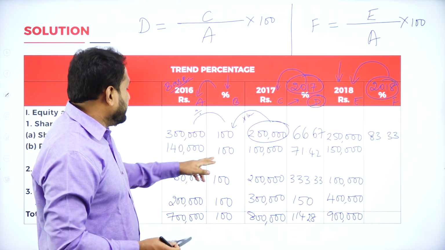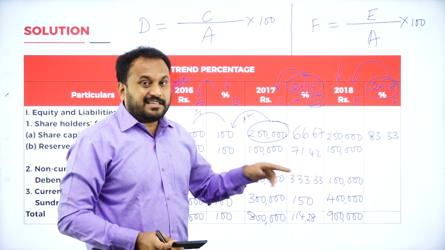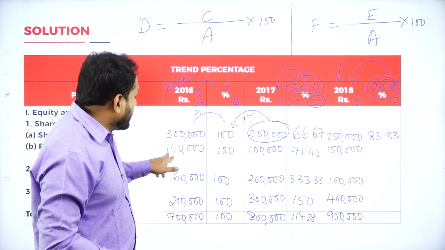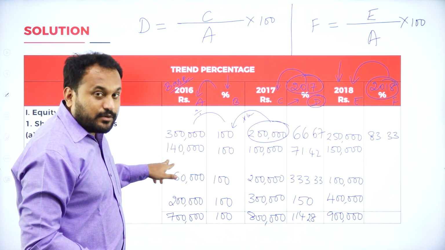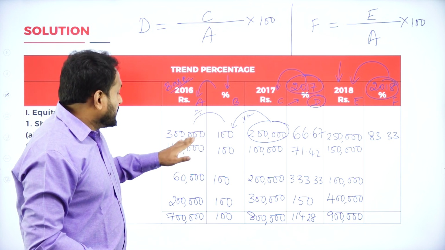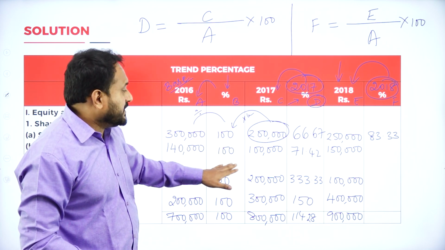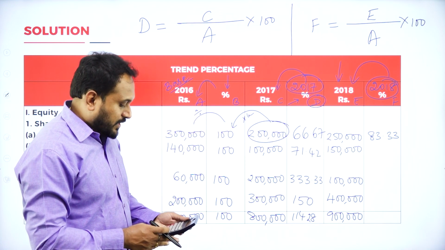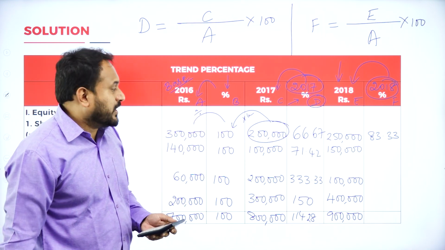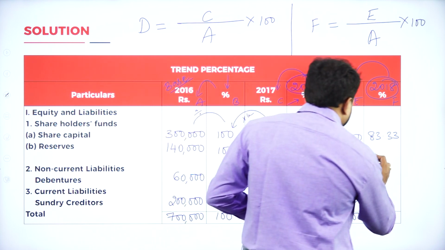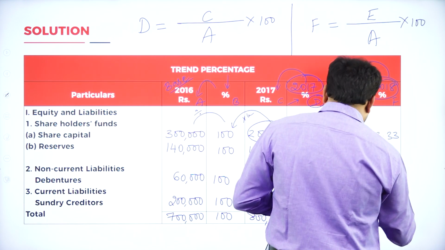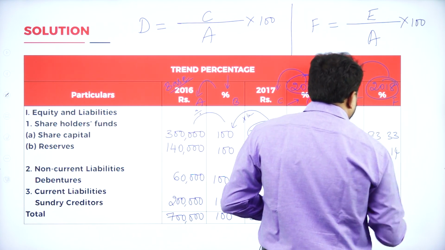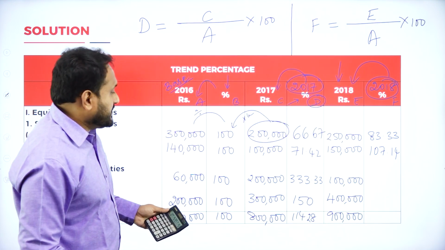Next we will go 1,50,000 into 100 divided by 1,40,000. Now you should tell me, will it be more than 100 or less than 100? It will be definitely more than 100. If 1,40,000 is 100%, 1,50,000 will be more than that. It is equal to 107.14%.